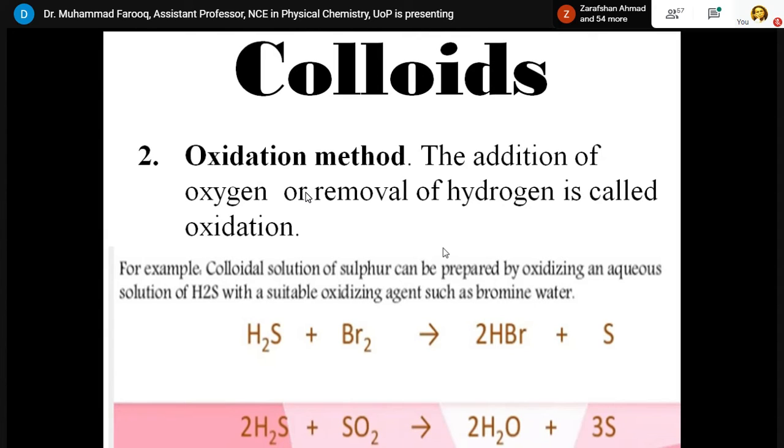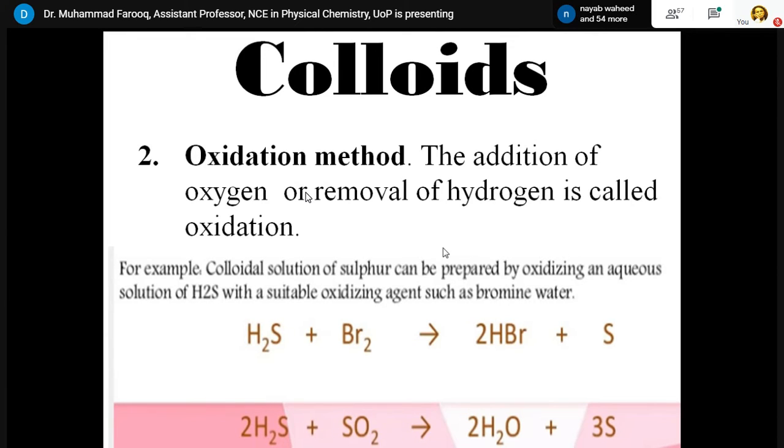Okay, so plus Br2, when Br2 oxidizes, you can see sulfur is produced. Now just tell me, sulfur is negative, look at here, S is negative. So how has it lost the electron? Loss of electron is called oxidation.